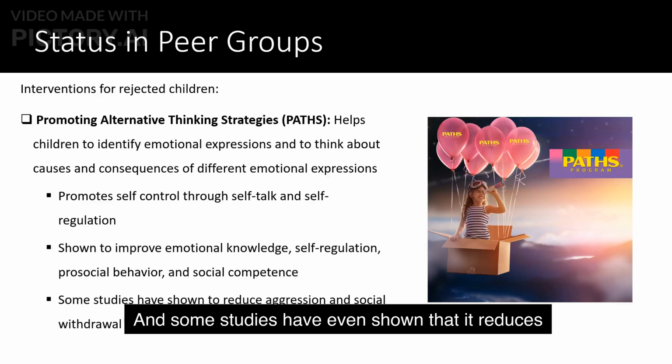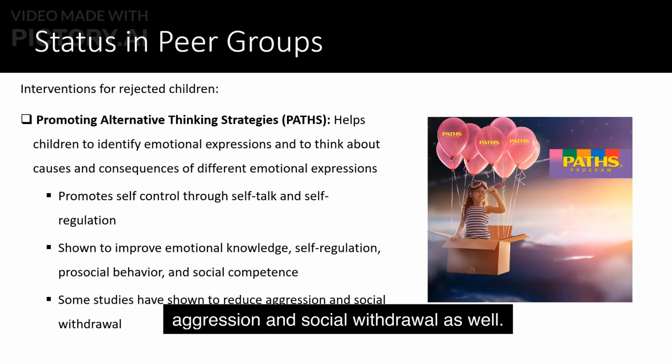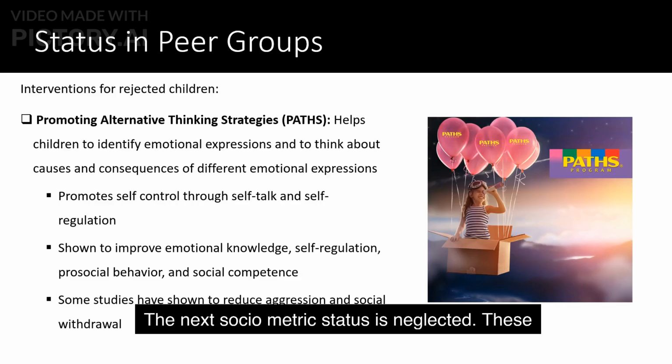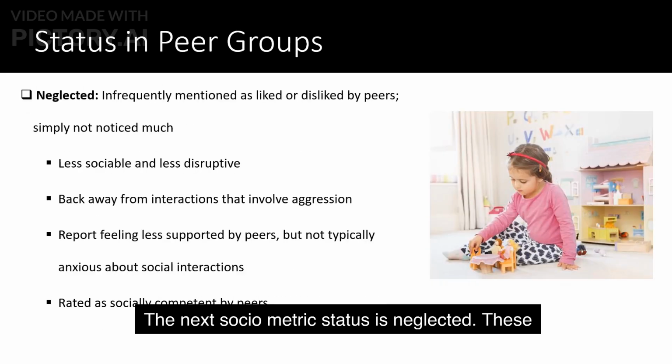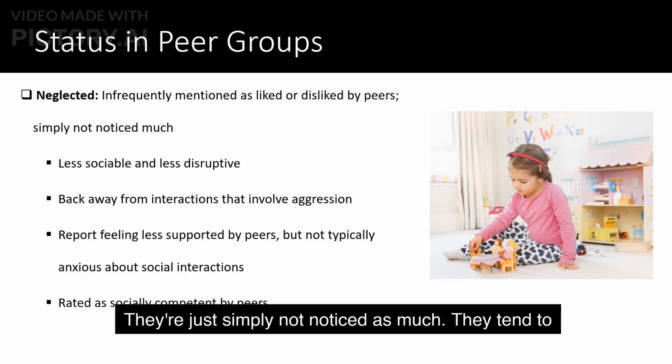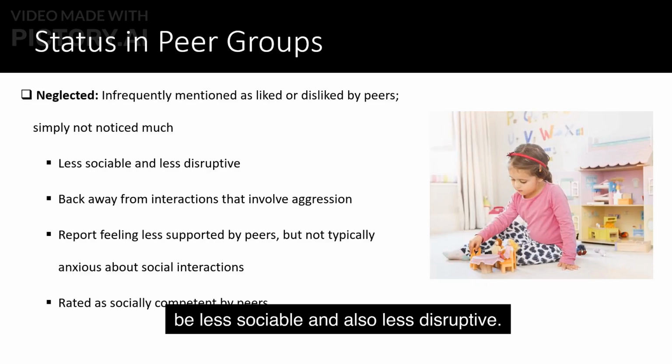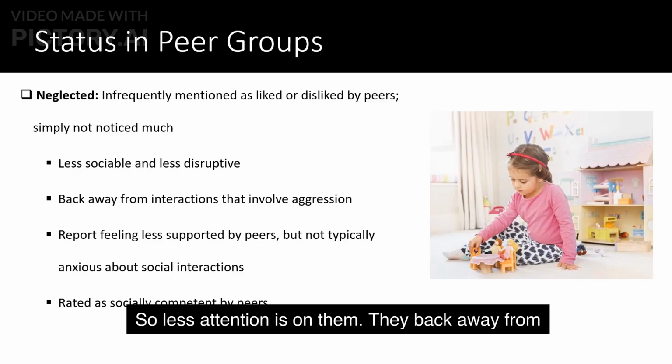And some studies have even shown that it reduces aggression and social withdrawal as well. The next sociometric status is neglected. These children are infrequently mentioned as liked or disliked by peers. They're just simply not noticed as much. They tend to be less sociable and also less disruptive, so less attention is on them.